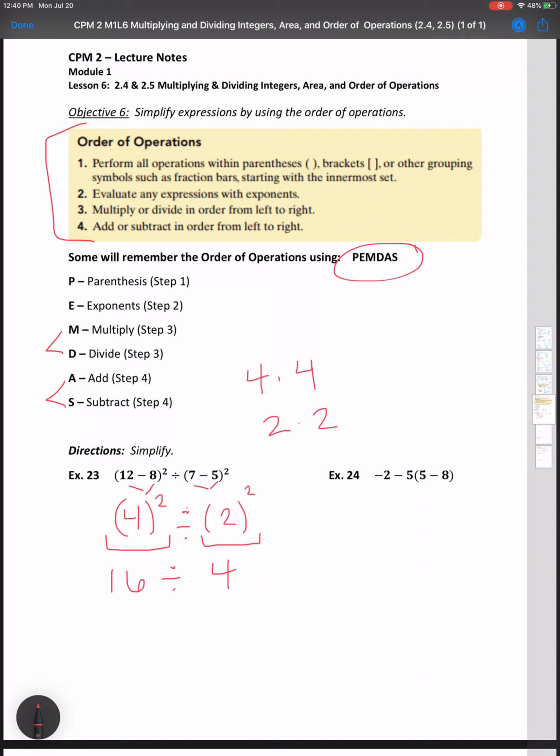Done with our exponents. Next step is multiplication and division. Do I have any? Yeah, I just have division left. What is 16 divided by 4? 4. Final answer.